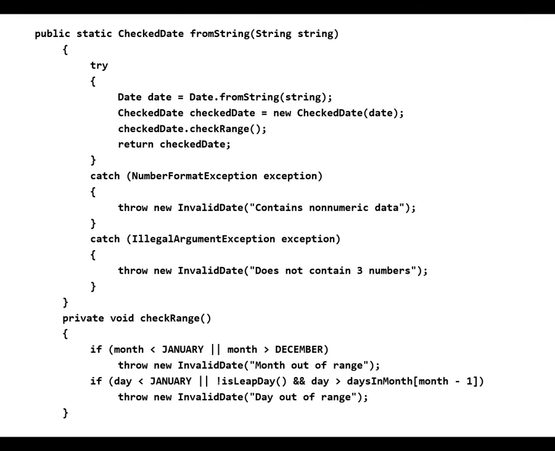Let's scroll down so we can examine the FromString method in this class. The call to the FromString method is placed inside a try block that can throw two exceptions. The first one that it catches is the NumberFormatException that will be thrown by the call to parseInt in the FromString method in the Date class if any of the three strings are not integers. When it catches that exception, it throws an invalidDate exception with an appropriate message.